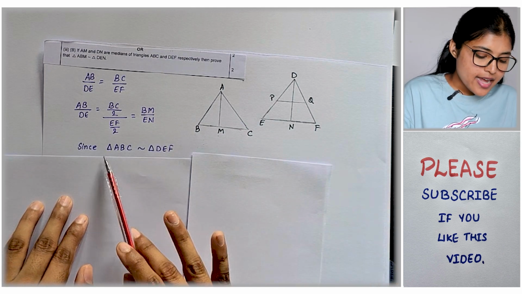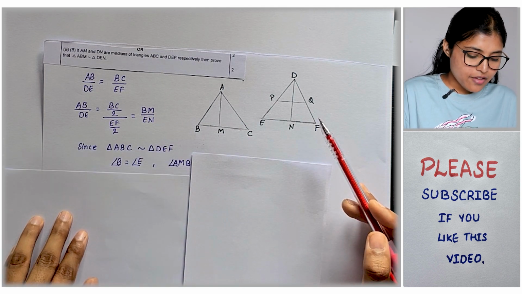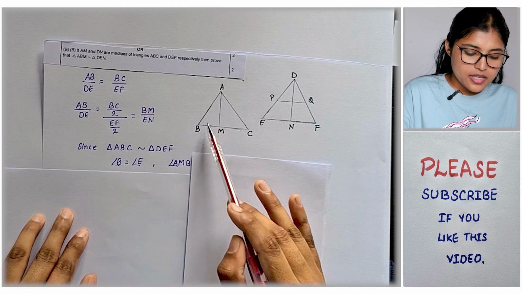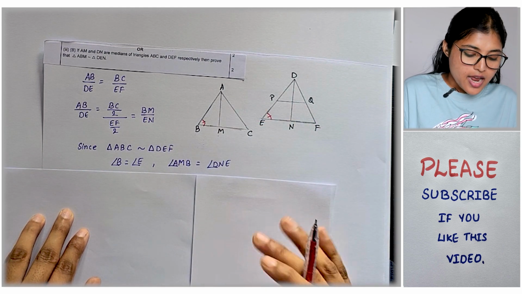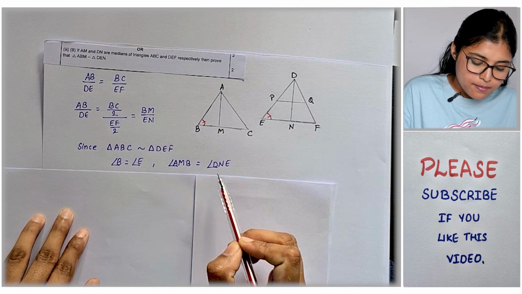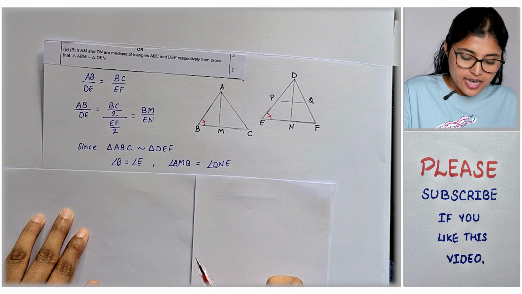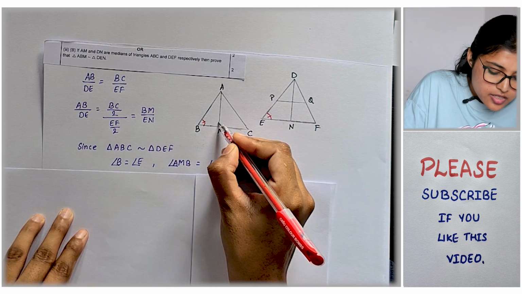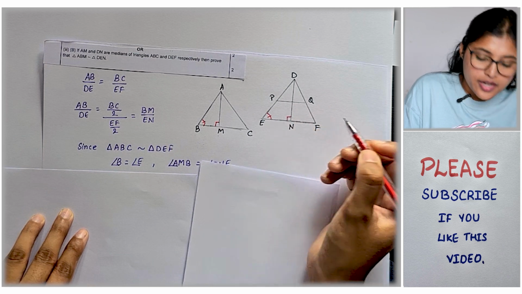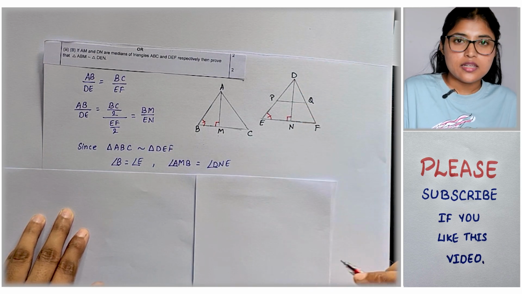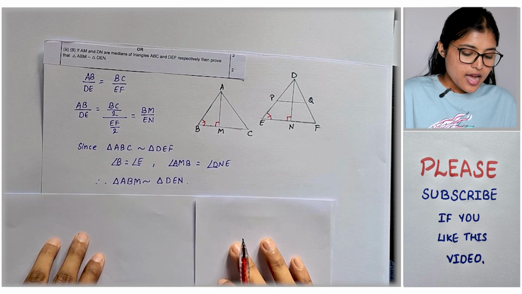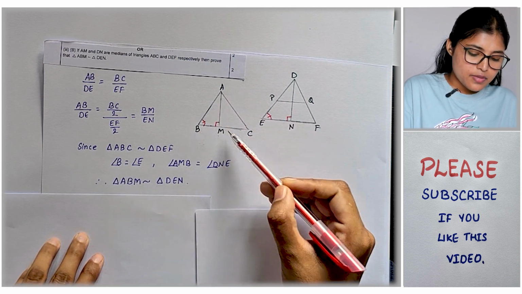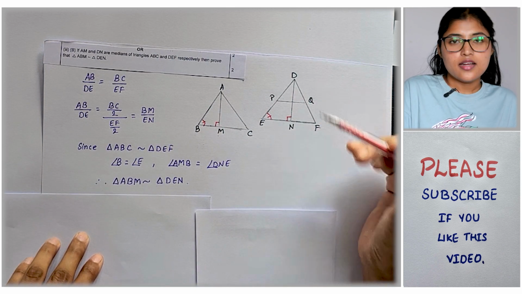Also, since triangle ABC is similar to DEF, angle B will be equal to this angle, so this angle and this angle will be equal, and also angle AMB will be equal to angle DNE, that is this will be 90 degrees and this also 90 degrees. We know that because that's the median. Now because of these two angles being equal, I can write triangle ABM is similar to triangle DEN.